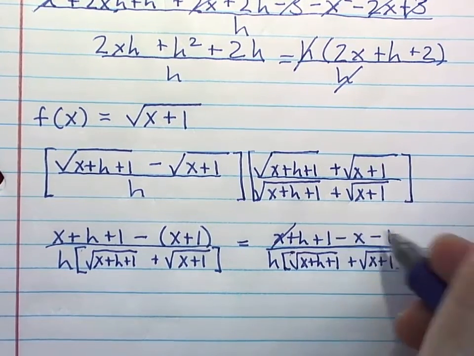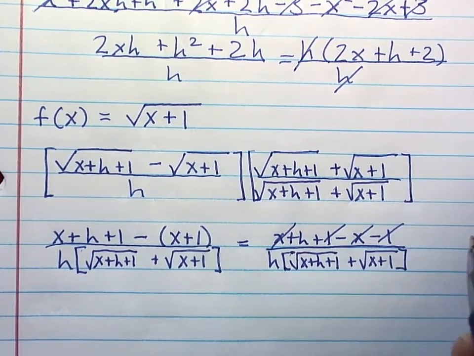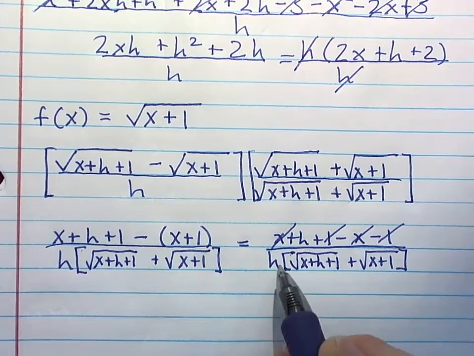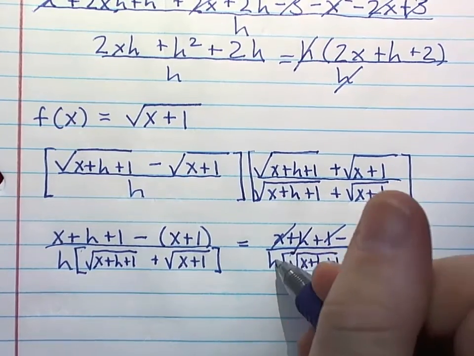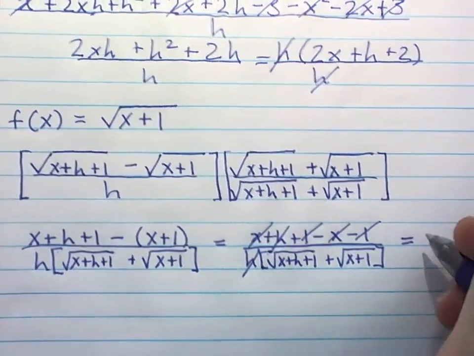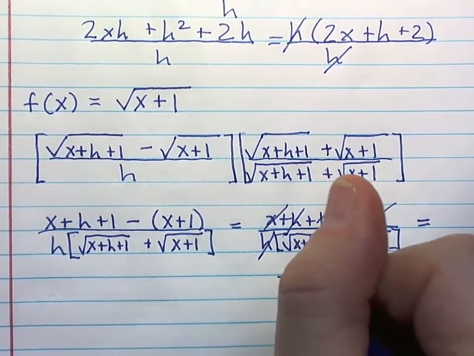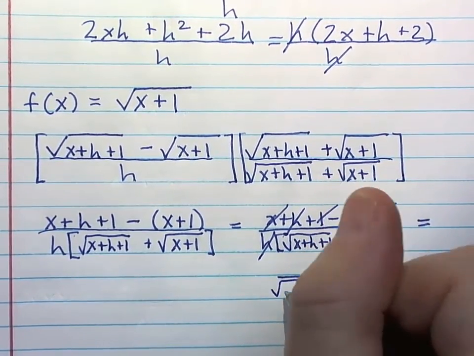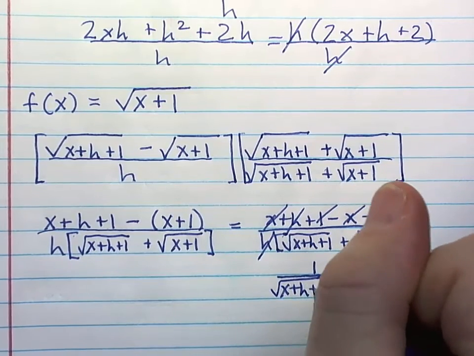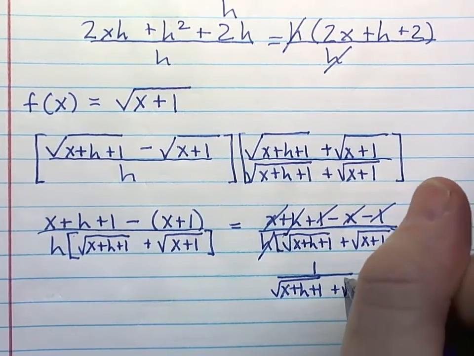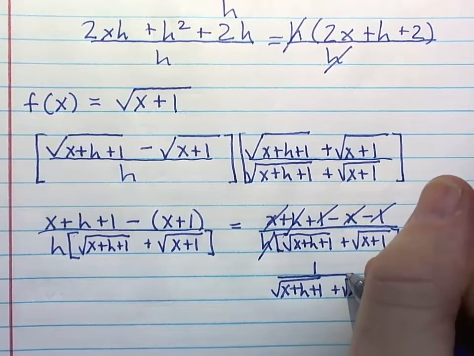And some things cancel. These x's, these 1's. And now we just got h over this thing. And at this point, the h's will cancel. And we have our finished result. We just get 1 over x plus h plus 1 plus square root of x plus 1. There we go. And that's finished.